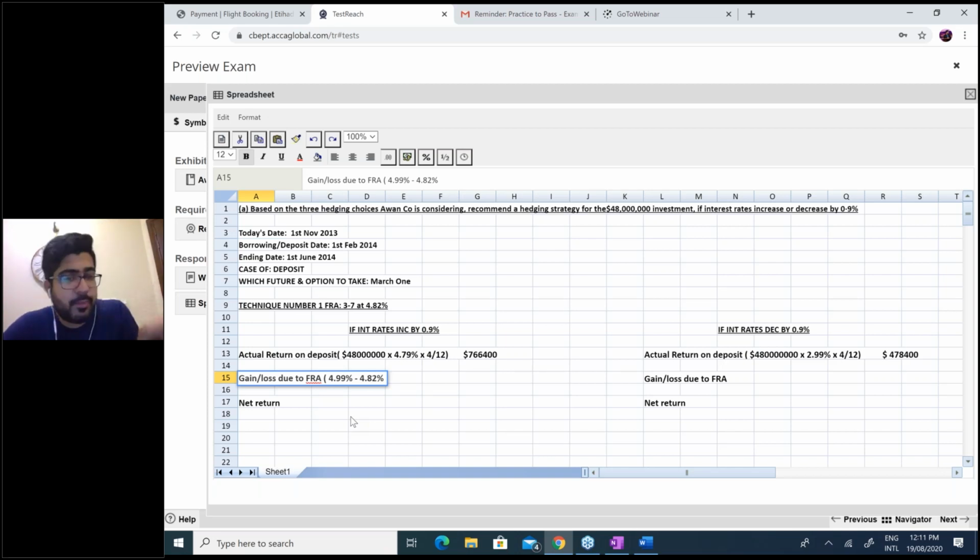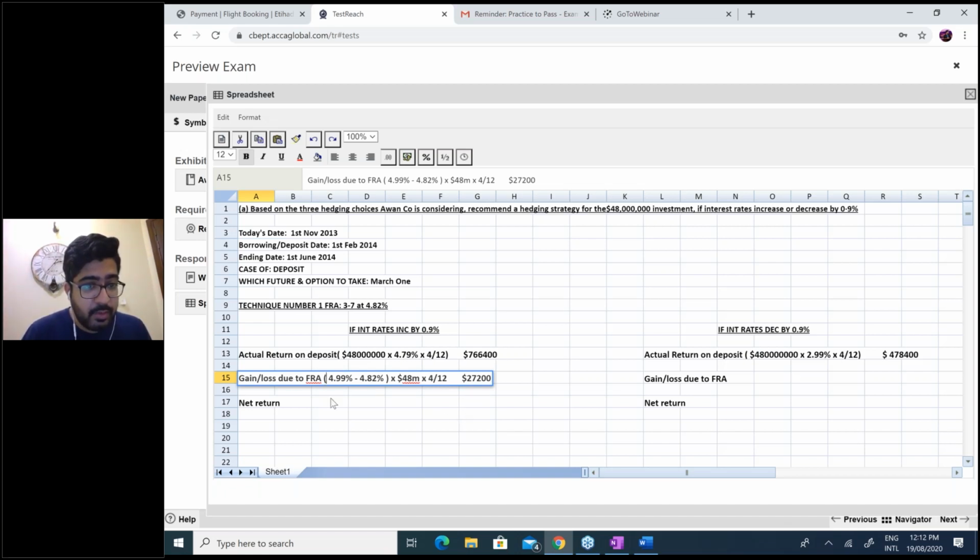So when interest rates increase by 0.9, take the difference in rates. The rates became 4.99, but you locked the FRA rate at 4.82. Take the difference in rates into amount, 48 million, into time period over 12, 4 by 12. Let's calculate: the answer is $27,200. I'm not sure yet whether it's a gain or loss, I'm just telling you the format.